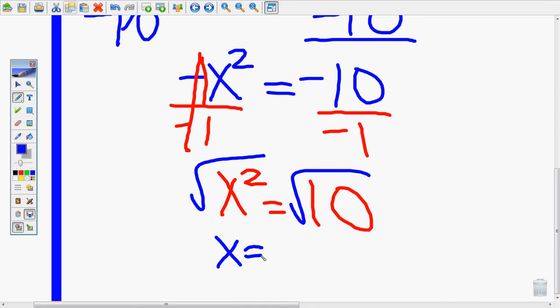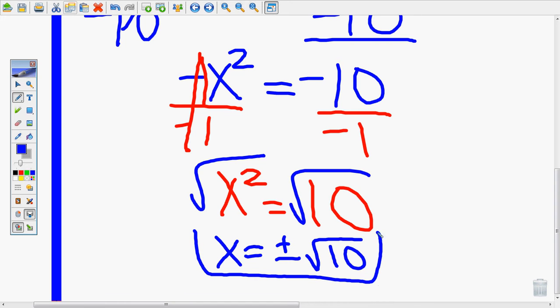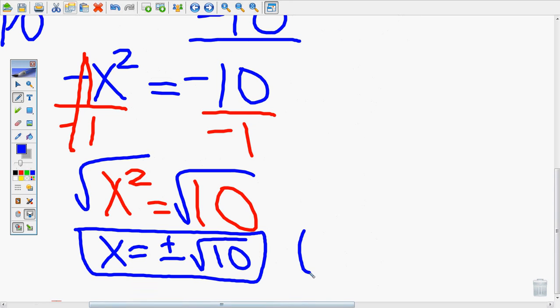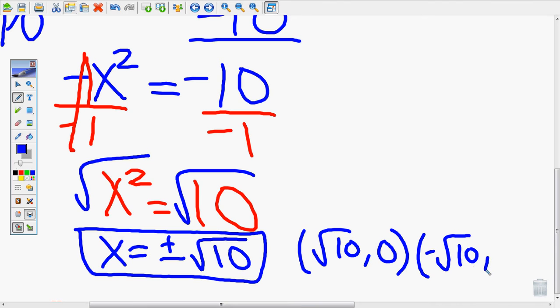It just makes a positive and a negative answer. So not only is it positive square root of 10, it's also negative square root of 10. So this would be my solution, and my coordinates would be square root of 10, comma 0, and negative square root of 10, comma 0.